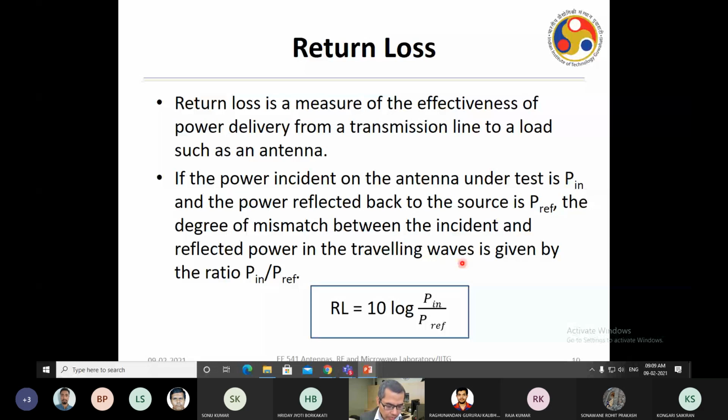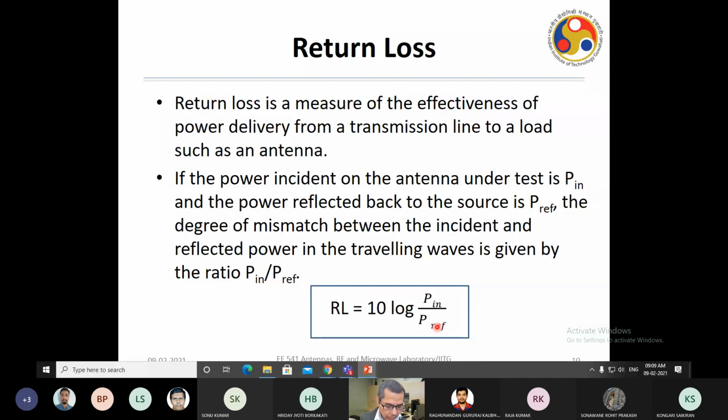If you convert it in terms of power, reflected is here and incident is here, so you will have a negative sign. If you want to find return loss from the scattering parameter S11, then return loss would be minus 20 log of modulus of S11. So this is power input divided by power reflected.